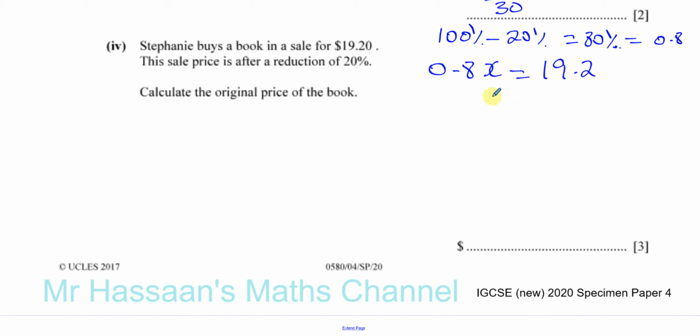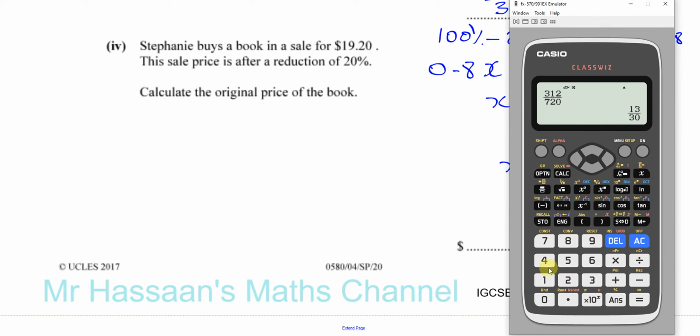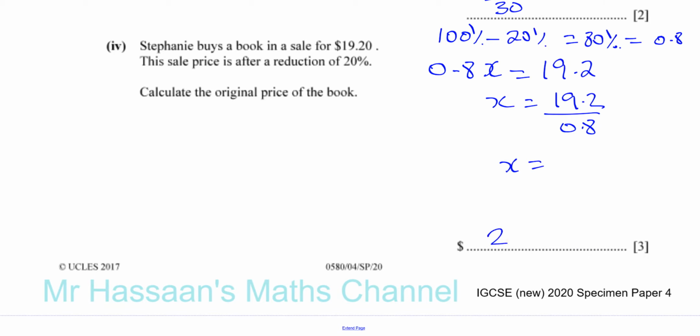So X will be 19.2 over 0.8. And that will be our answer. Okay, 19.2 over 0.8. And there is our answer, which is $24. Okay, again, we don't write 24.00.